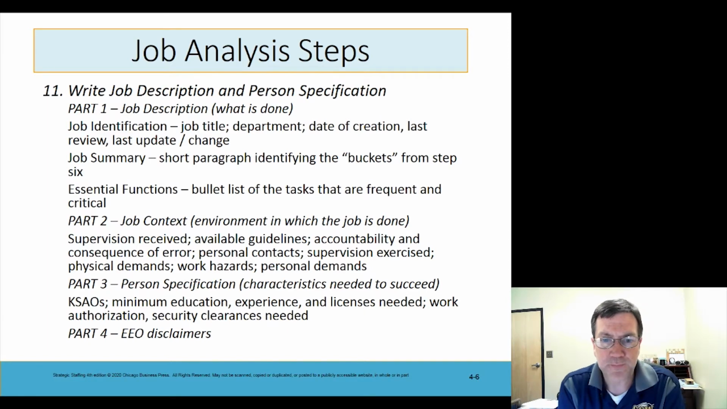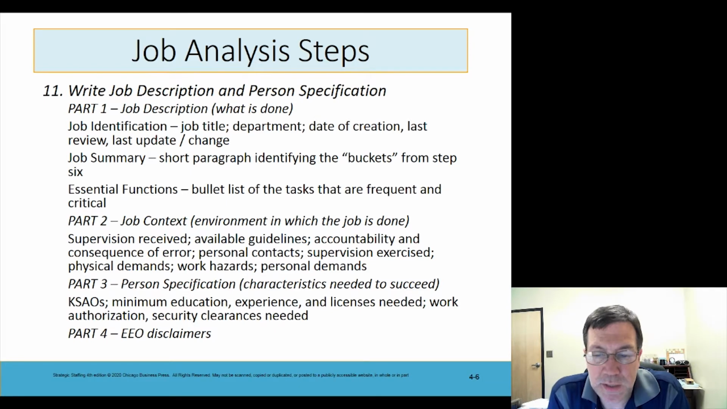Then the third part is the subject of this particular video, the person specification. Typically the list of the KSAOs, the minimum education and experience, the licenses that you need. You need a CPR license. Do you need a life safety, first aid license? Do you need a forklift license? Do you need a CPA license? Those kinds of things.